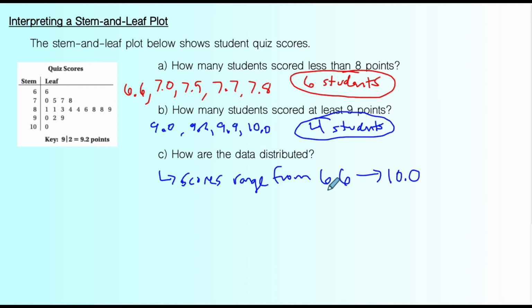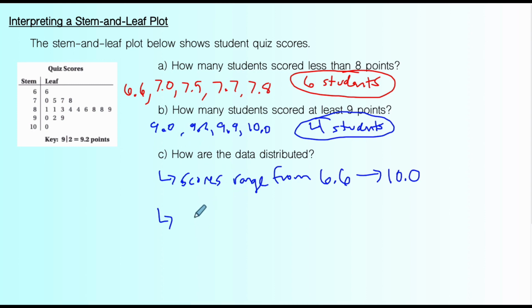Where do the scores range from? We go all the way from a 6.6 to a 10.0. Beyond that, another way to talk about the distribution is where do most of the data values occur? Even though the scores have that range, I would say there are a few that are low, like the 6.6. There's a few that are high, like that 10.0, the 9s, but most of the scores are in the middle.